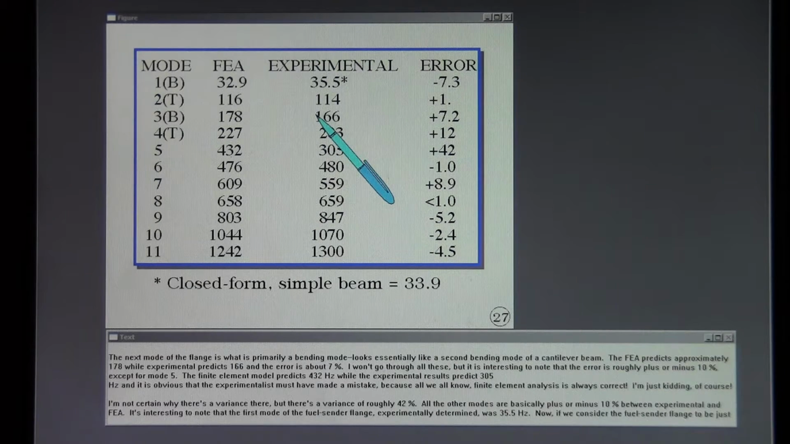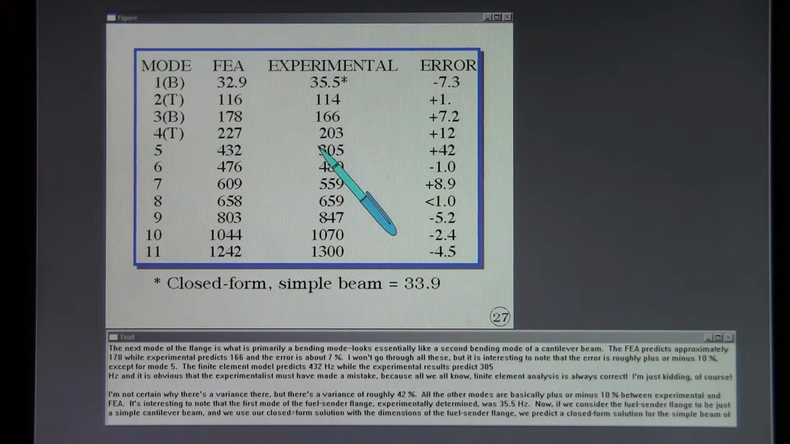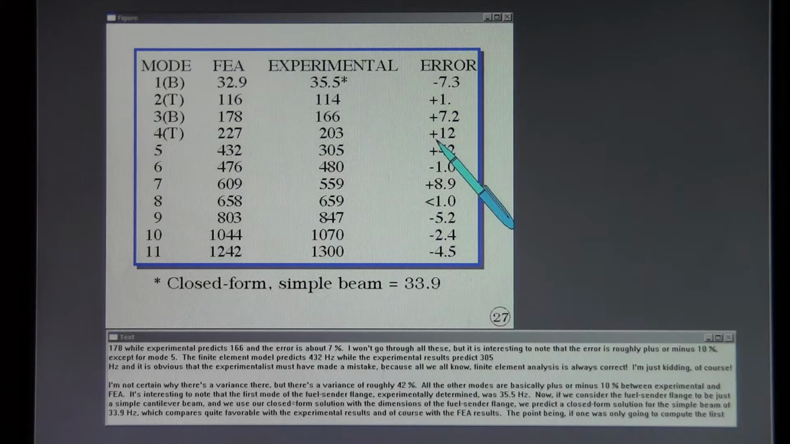I won't go through all these, but it is interesting to note that the error is roughly plus or minus 10%, except for mode 5. The finite element model predicts 432 Hertz, while the experimental results predict 305 Hertz. And it's obvious that the experimentalist must have made a mistake, because, as we all know, finite element method is always correct. I'm just kidding, of course. I'm not certain why there's a variance there, but there is a variance of roughly 42%. But all the other modes are basically plus or minus 10% between experimental and FEA.